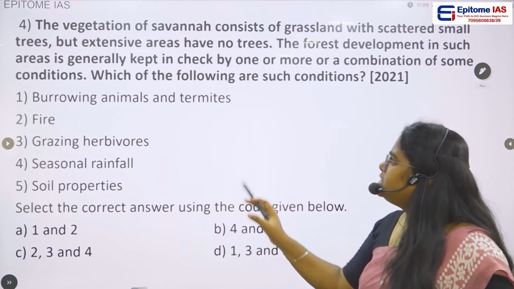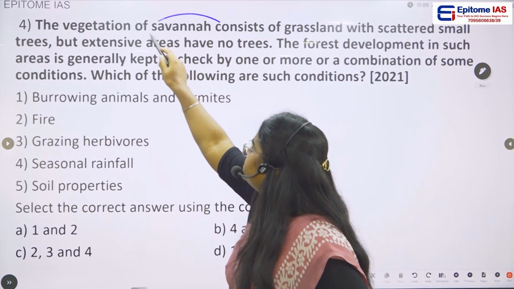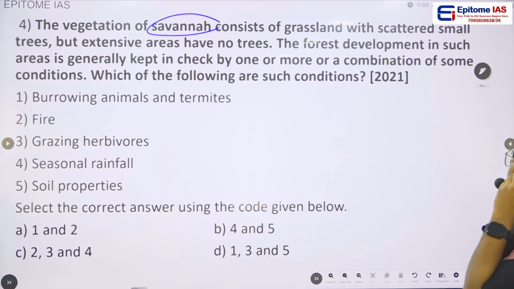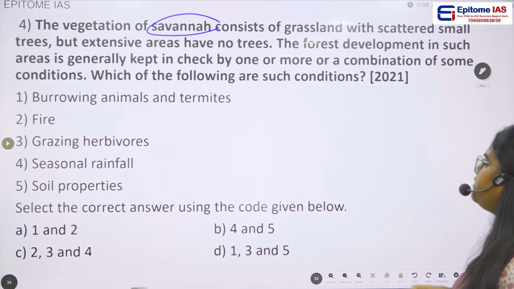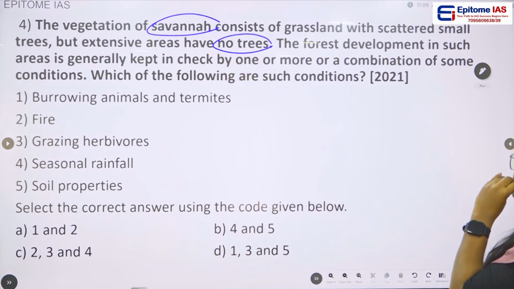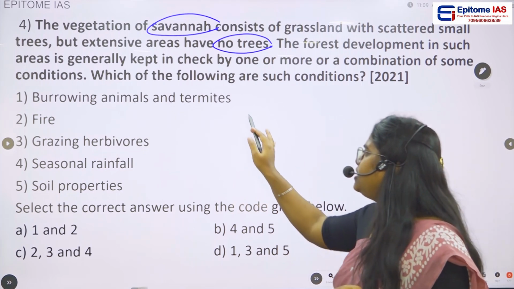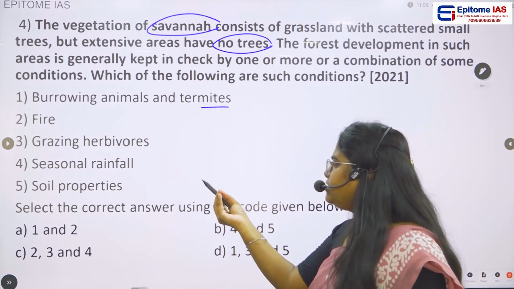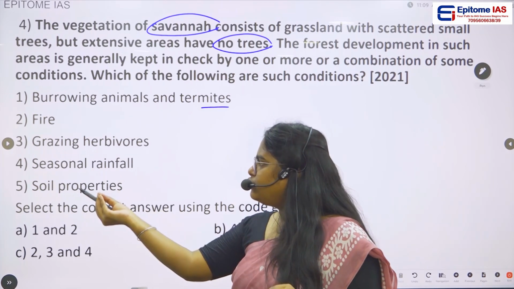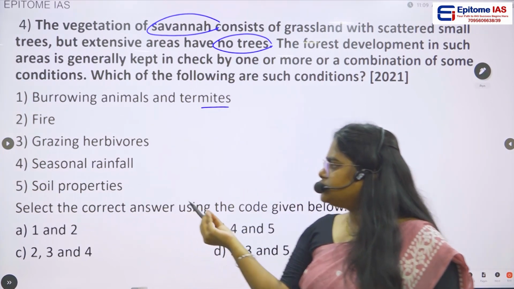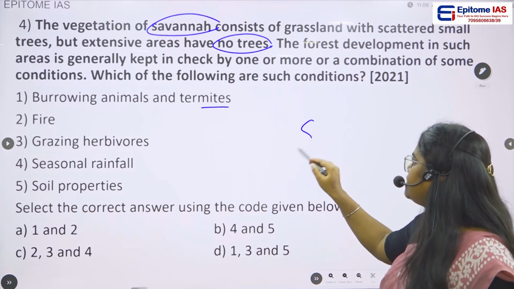So therefore the low clouds are not increasing the earth's temperature, they're actually cooling down the earth's temperature. Next question: the vegetation of savanna consists of grassland with scattered small trees, but extensive areas have no trees. The forest development in such areas is generally kept in check by one or a combination of some conditions. Which of the following are such conditions? 1. Burrowing animals and termites. 2. Fire. 3. Grazing herbivores. 4. Seasonal rainfall. And 5. Soil property. So they are talking about the savanna.